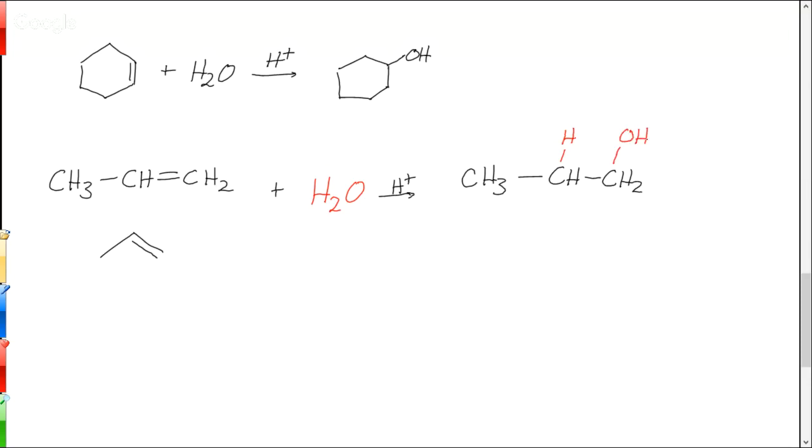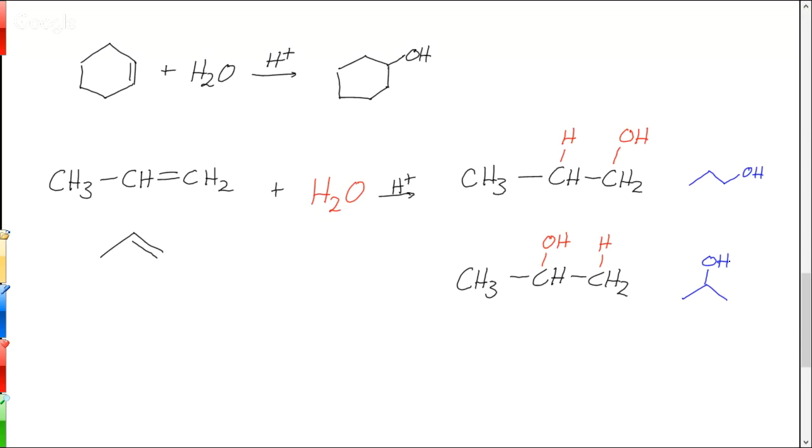There's one possible product. And here's the other one. If we draw those out in line structures, this one would look like this, and that one like this, since we don't draw the hydrogens.